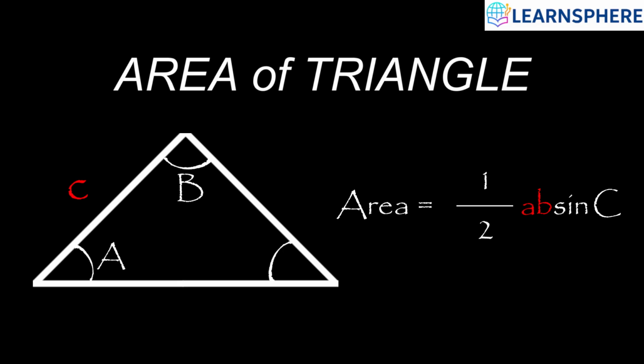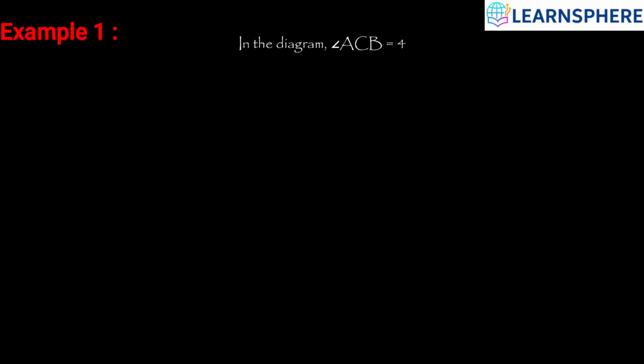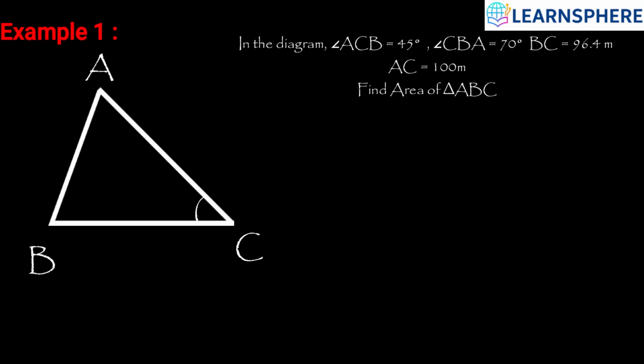Let's go on to a few examples where we have the question of, in the diagram, angle ACB is equal to 45 degrees, angle CBA is equal to 70 degrees, AC is equal to 100 meters, and BC is equal to 96.4 meters. In this question, we are asked to find the area of triangle ABC.